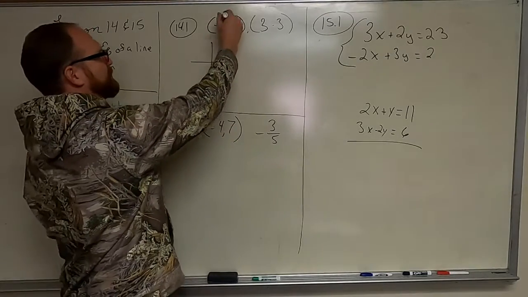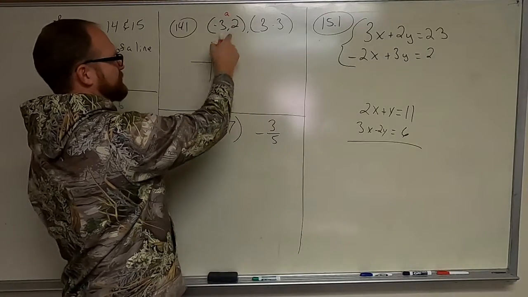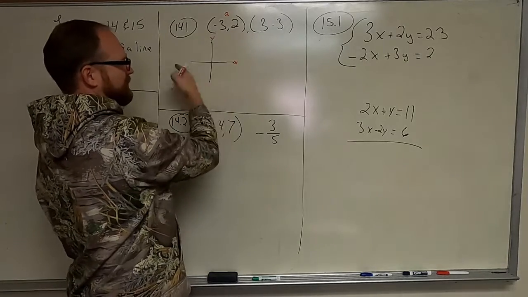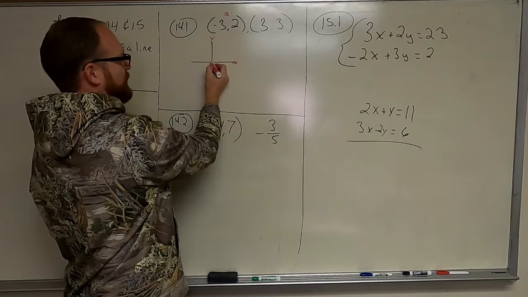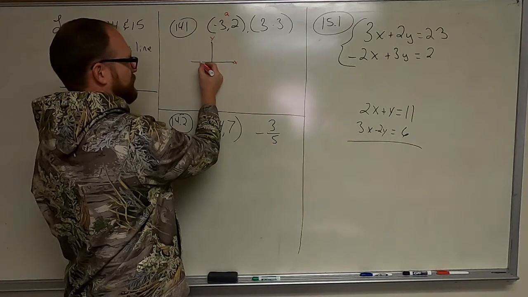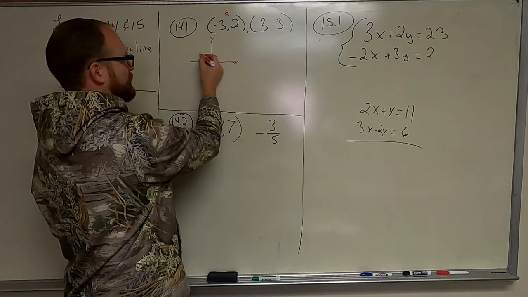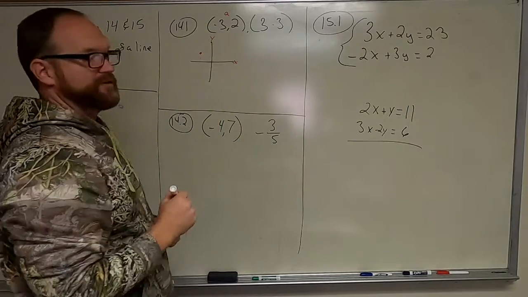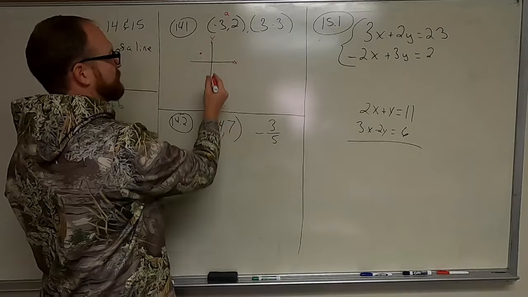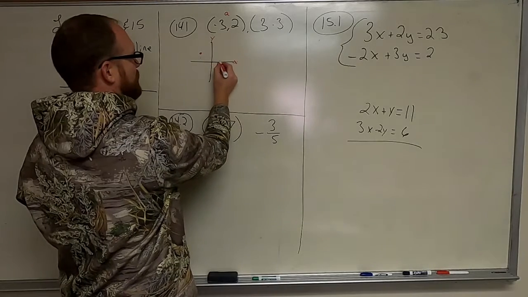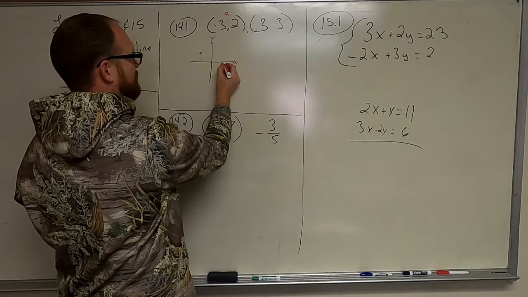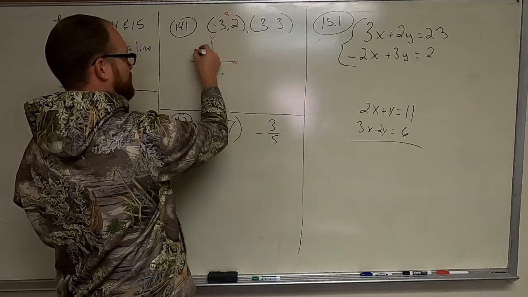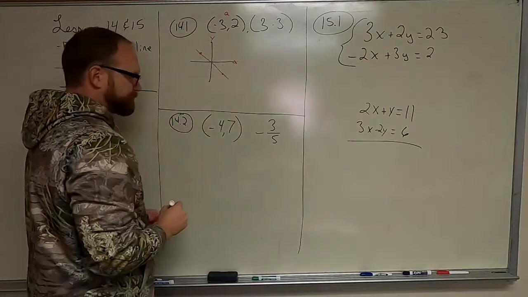So we'll plot this one, label it A, and it's (-3, 2). This is the x-axis, this is the y-axis. -3 on the x, so -1, -2, -3, and then 1, 2 on the y. That's our first point. Our second point is (3, -3). So we're going 3 on the x, 1, 2, 3, and then -3 on the y, 1, 2, 3. So we have this line that looks like that.